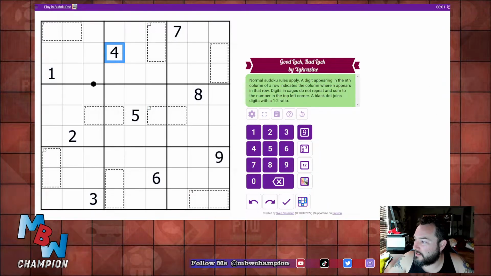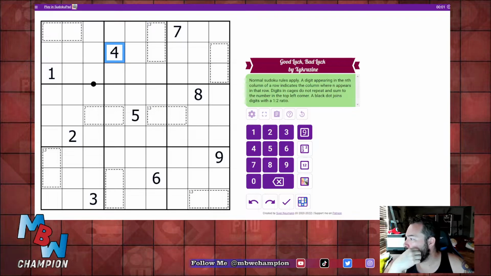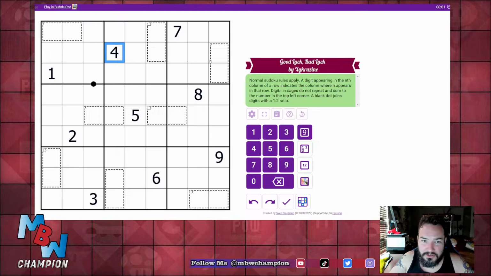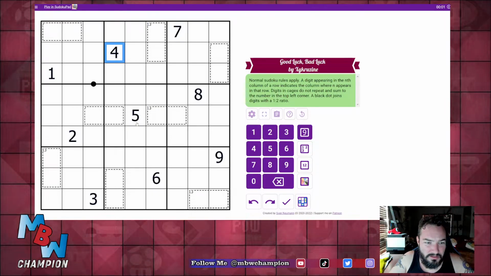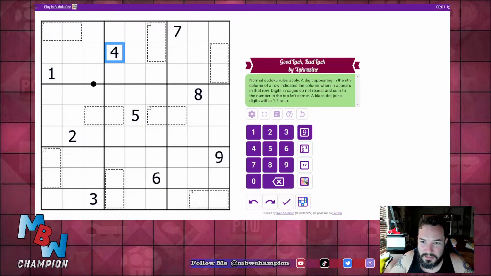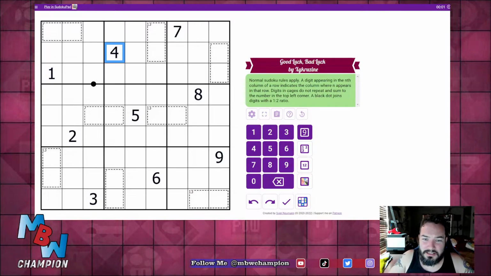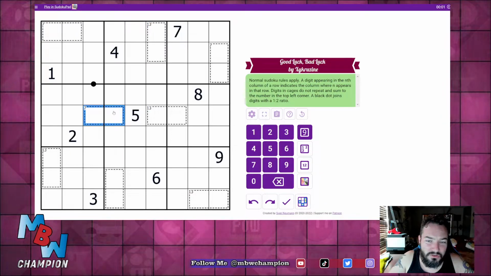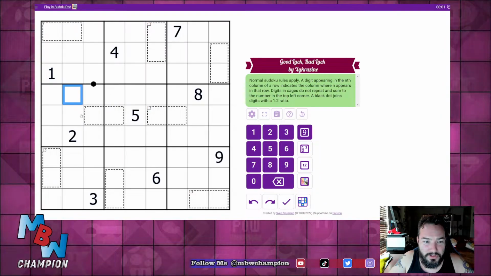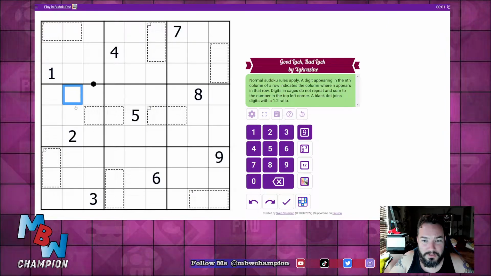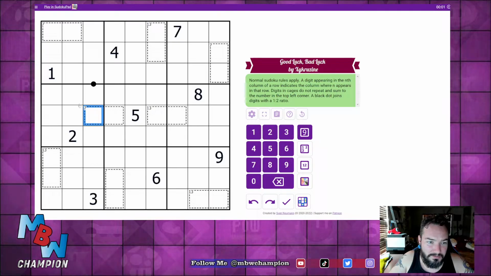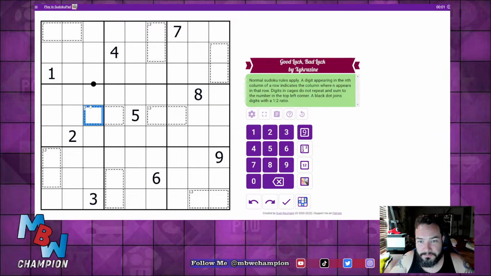Anyways, digits in the cages do not repeat. Okay. So any of these cages, they can't repeat, but I think they're all in a row or a column, so I think that doesn't really matter. And the sum of these two have to equal the sum of the digit on the top left corner. So obviously this would have to be like 1 plus 6 is 7, for example.